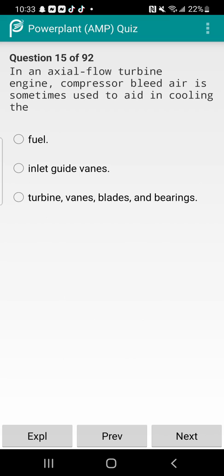In an axial flow turbine engine, compressor bleed air is sometimes used to aid in cooling the turbine vanes, blades, and bearings.